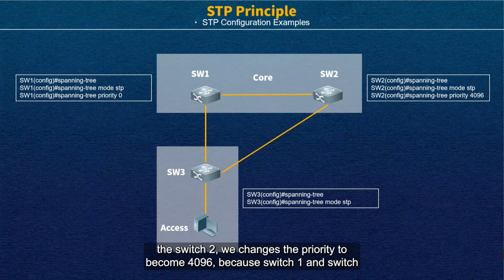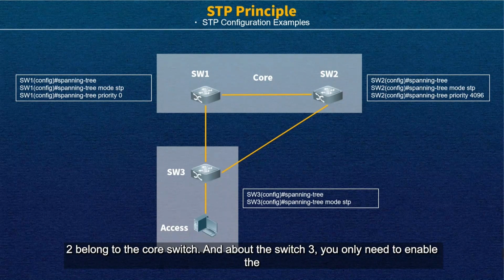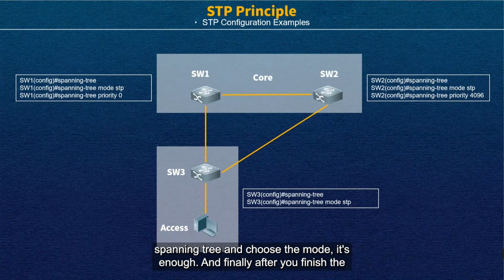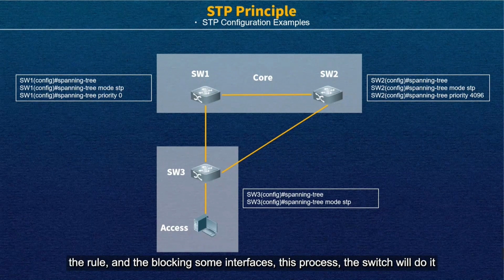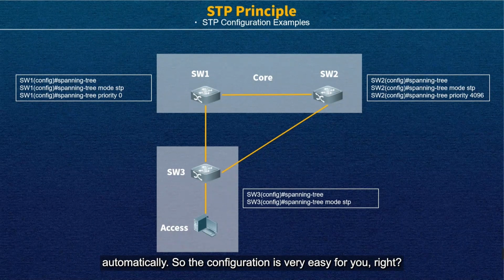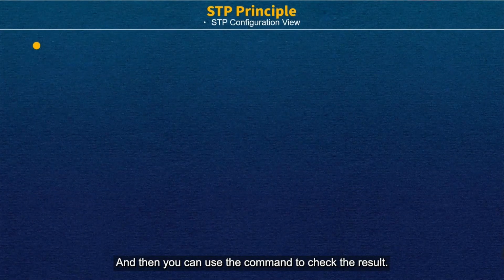On switch 2, we change the priority to 4096, because switch 1 and switch 2 belong to the core switches. On switch 3, you only need to enable the spanning tree and choose the mode. Finally, after you finish the configuration, they will directly send out BPDUs, calculate and select the roles, and block some interfaces. The switches do this process automatically. So the configuration is very easy for you, right? Then you can use the command to check the result.